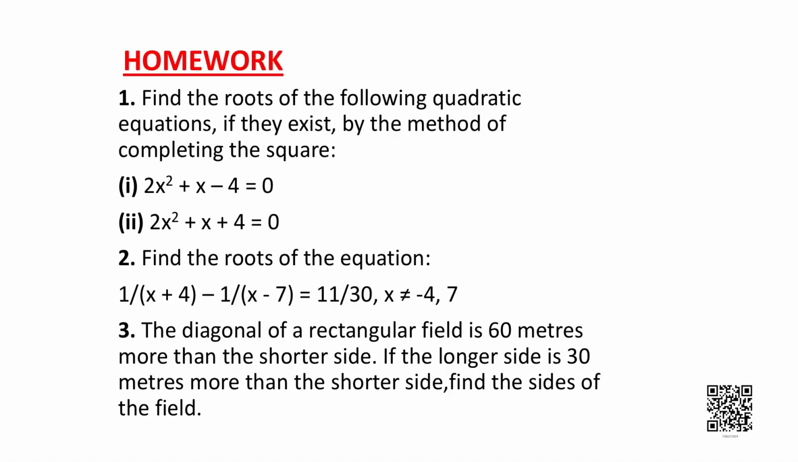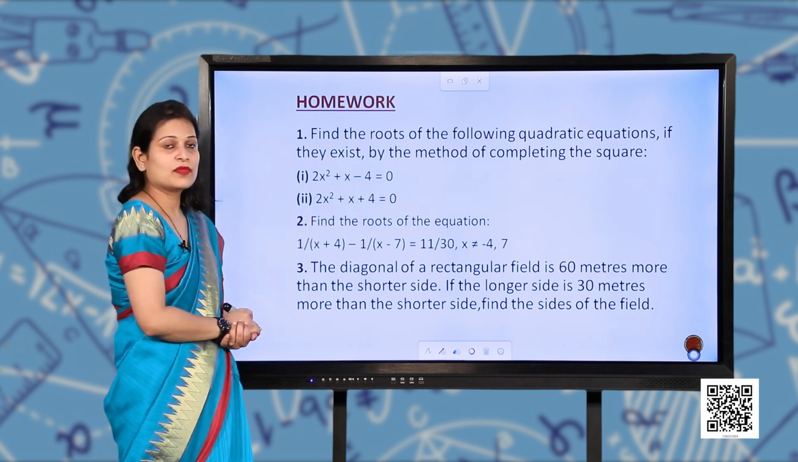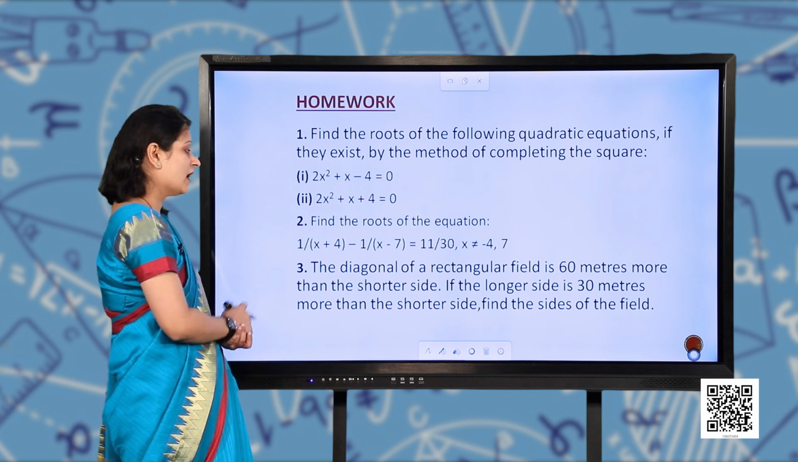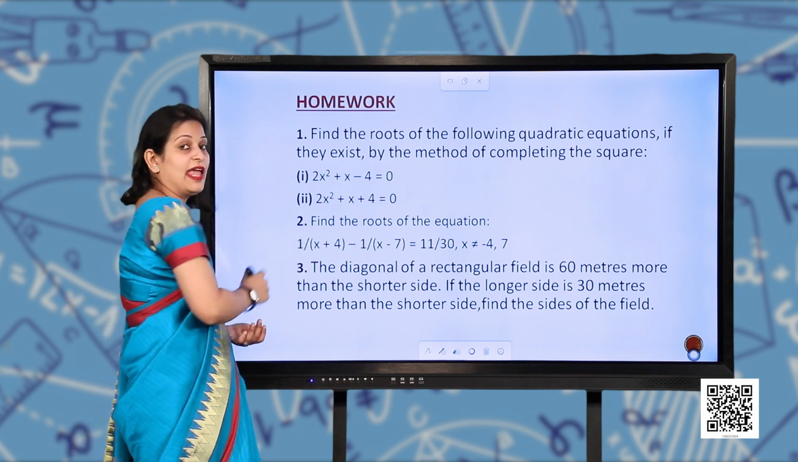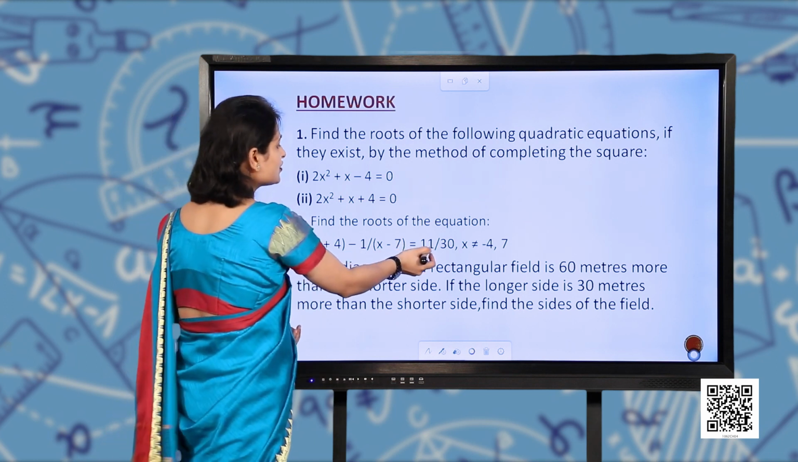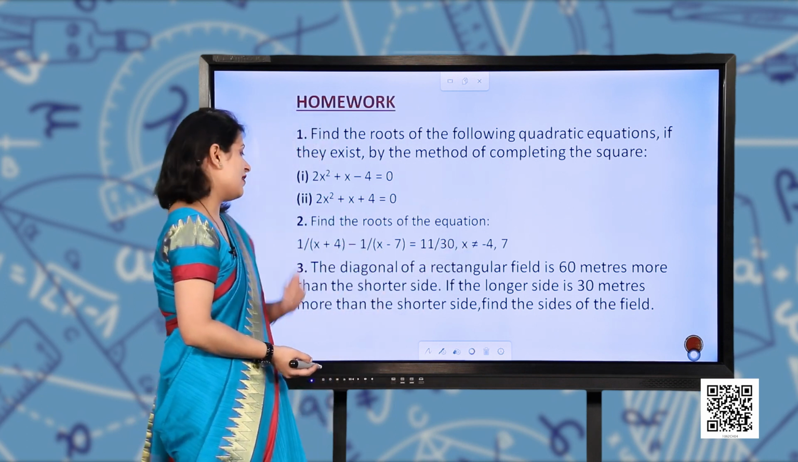Now, there are a few questions for your homework. First, find the roots of the quadratic equation by the method of completing the square. First one, 2x square plus x minus 4 equals 0. Second, 2x square plus x plus 4 equals 0. Second question, find the roots of the equation 1 upon x plus 4 minus 1 upon x minus 7 equals 11 upon 30. The value of x can't be minus 4 and 7.